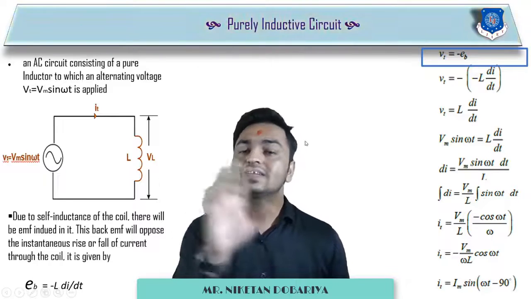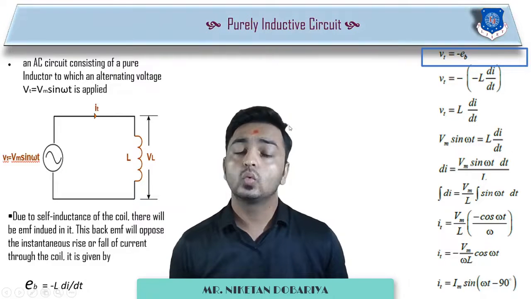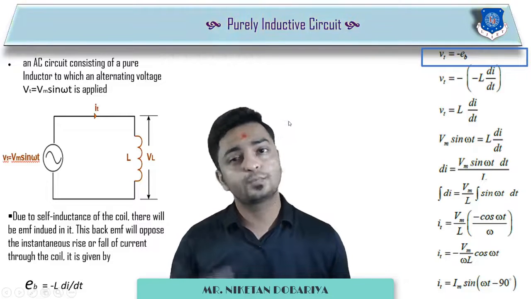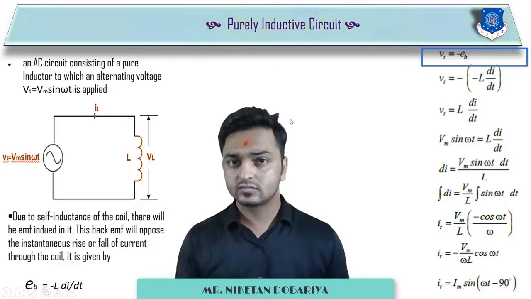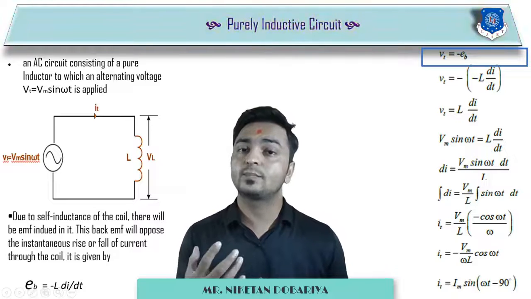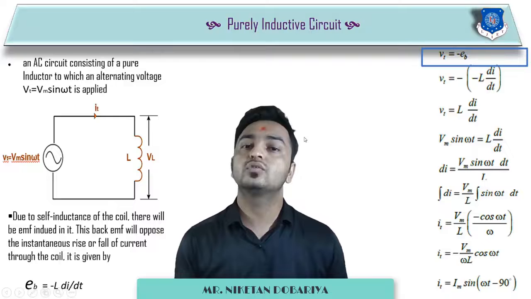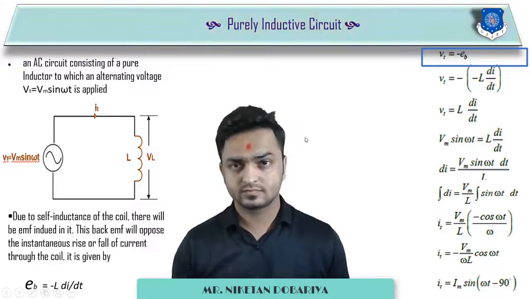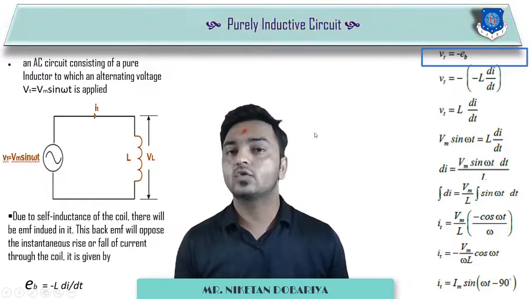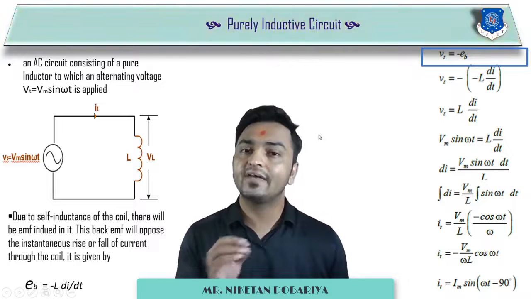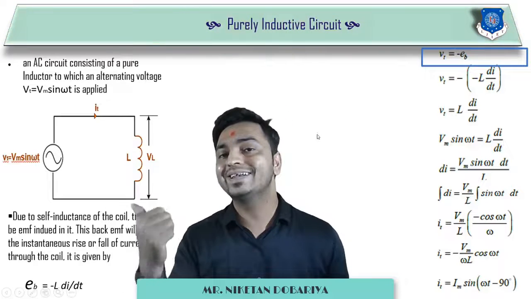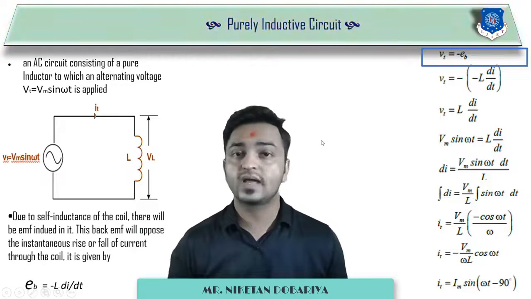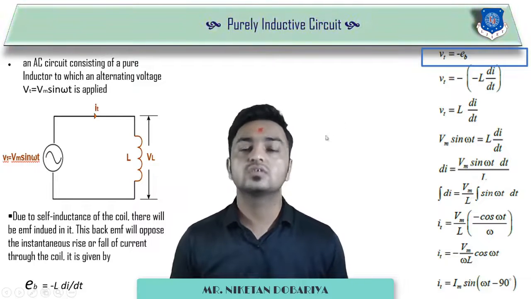Now, considering these things, what are we going to derive? First of all, we will derive the supply current for this purely inductive circuit. After that, we will have the supply voltage and supply current for this given circuit, and based on that we will plot its waveform as well as its phasor diagram. Lastly, we will calculate instantaneous power and average power for this purely inductive circuit. So let's start with the derivation of the supply current.